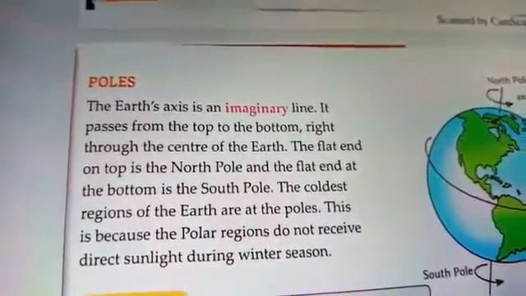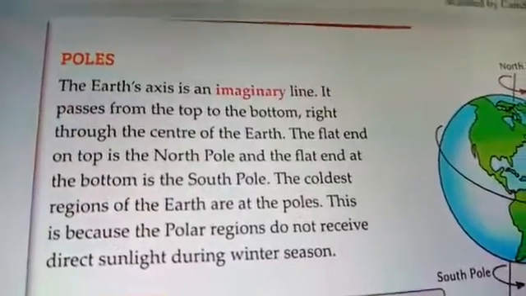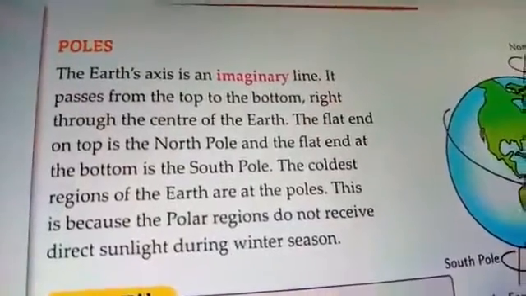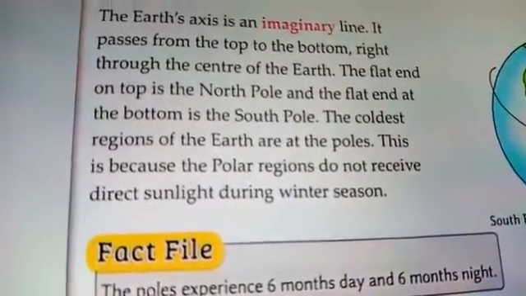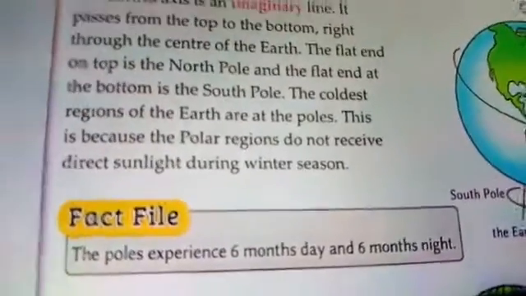The flat end on the top is the North Pole. You can see in this picture here. This is the part which is the North Pole, and the bottom part is called the South Pole. Now these two regions are very cold. This is because the polar regions do not receive direct sunlight during winter season. Now there is one fact about these poles: the poles experience 6 months day and 6 months night.